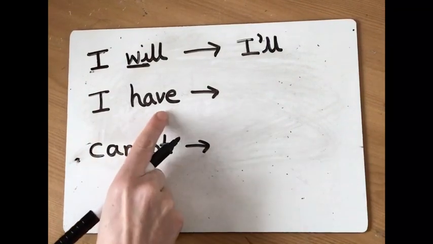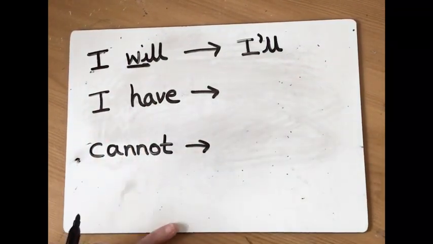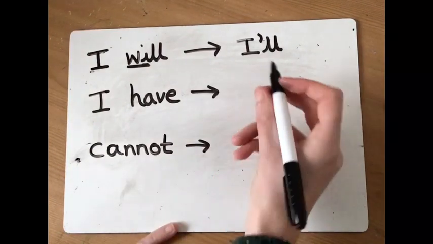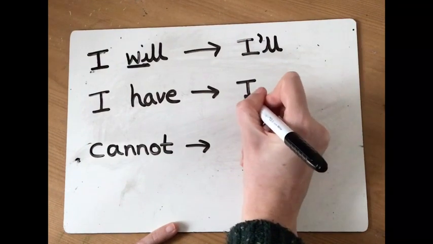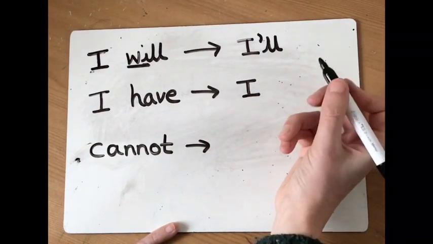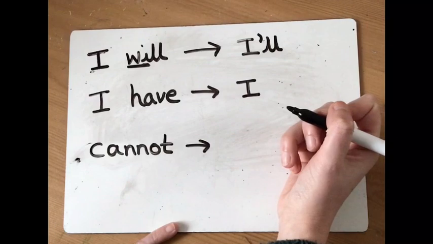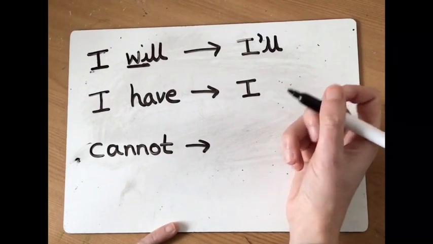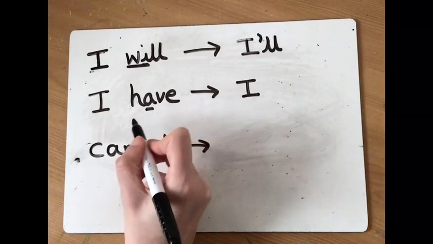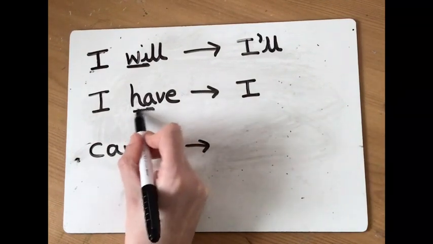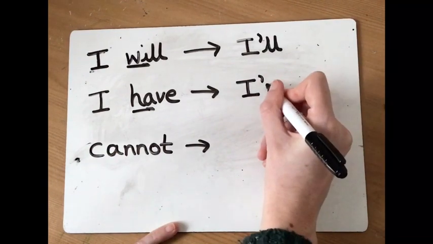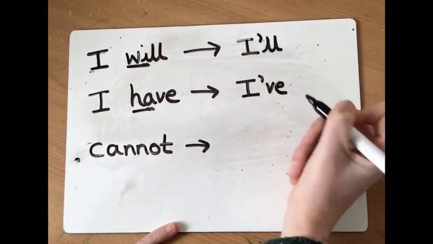So look at I have. What do you think I have would become? I've. So here we go, there's my I. If I'm writing the word I've, which two letters do you think have been lost? Well, the A, the vowel's definitely lost, and this time the H goes with it. So there's my apostrophe, and there's my V and my E for I've.